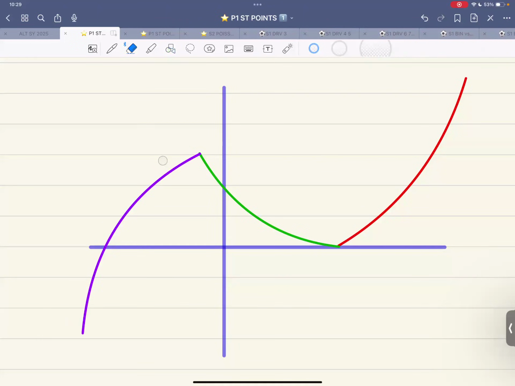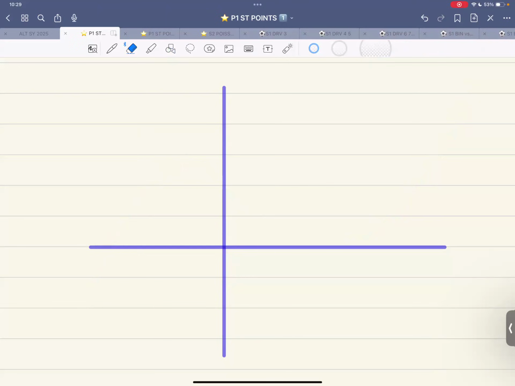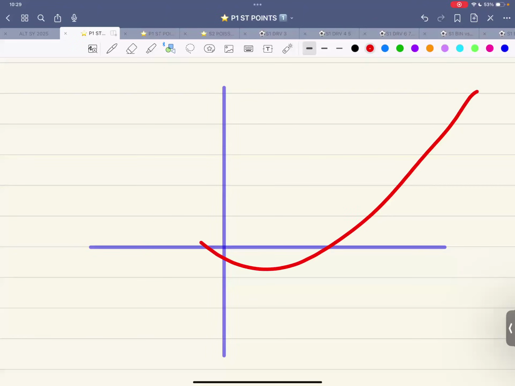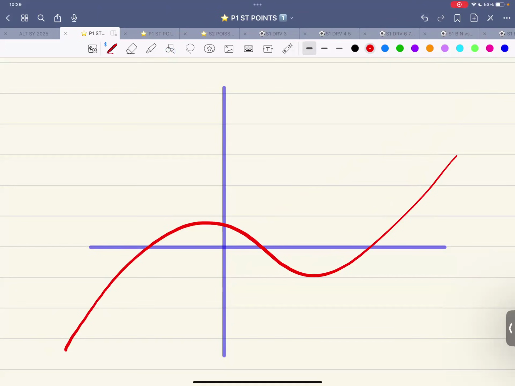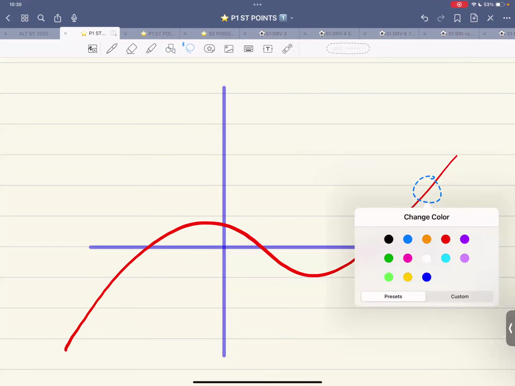No, I think I have to draw it without this thing. That would be better. Okay, now this is better. Let me change the color. Let me make it black.